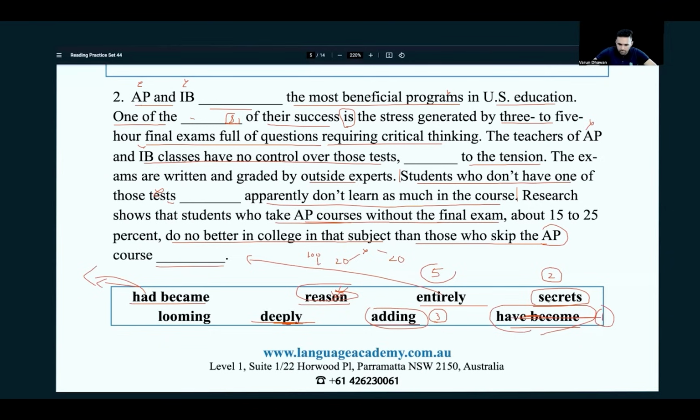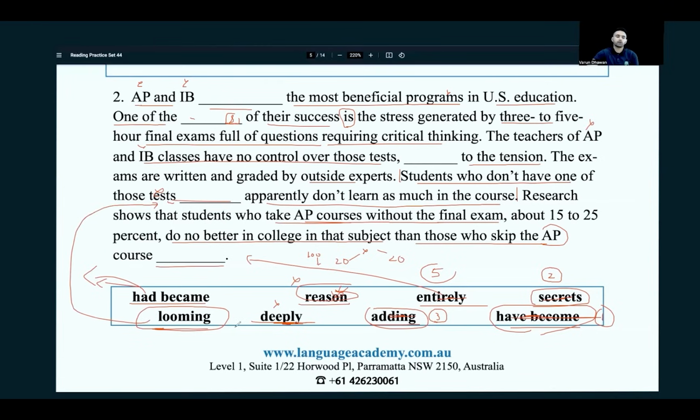Now, this is gone. This is gone. This is gone. This is gone. And we are left with four options and one blank. Students who don't have one of those tests dash apparently. Had become apparently don't learn will not be grammatically correct. Looming apparently, looming means kind of appearing, apparently don't learn as much in the course, can be the right answer, but we have to compare the other options. Those tests reason apparently won't make any sense, deeply apparently won't make any sense. So the best option we are left with, even though we are not really sure, is this.